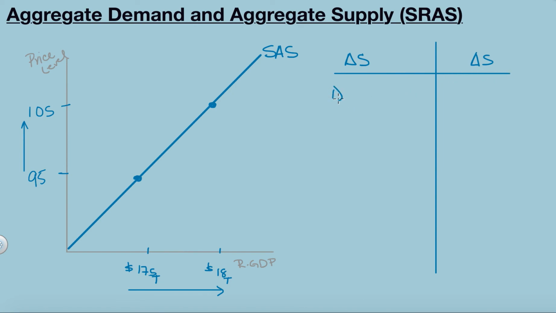So there were 5 individual shifts. The first one is when there is a change in the price of inputs or a change in the price of resources. So basically a change in production costs. The second one was when there was a supply side disruption. So this is a disruption to the market.